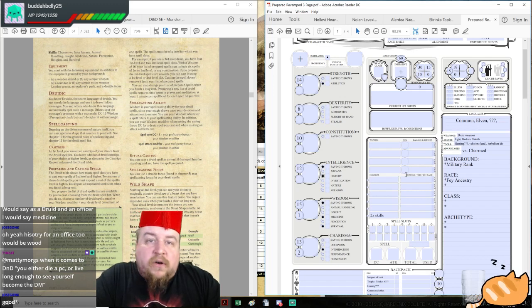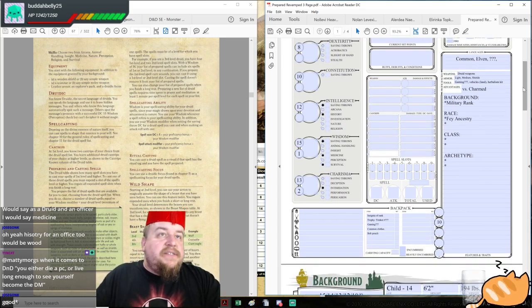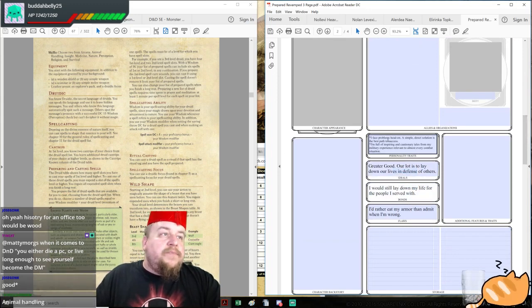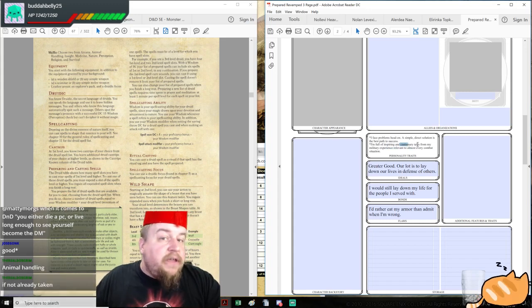Alright, so we have one more skill that we can assign to her by virtue of her being a half-elf. If she is this greater good, I would lay down my life. She faces problems head-on, a simple and direct solution. Could that be something like investigation? Or if she's full of inspiring and cautionary tales from her military experience, now, that could be history.